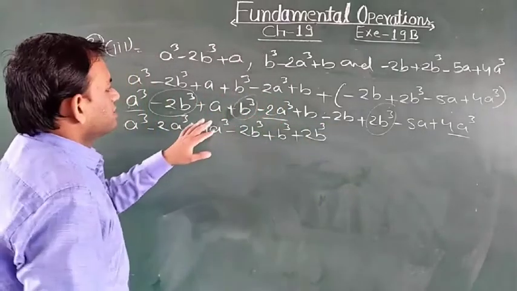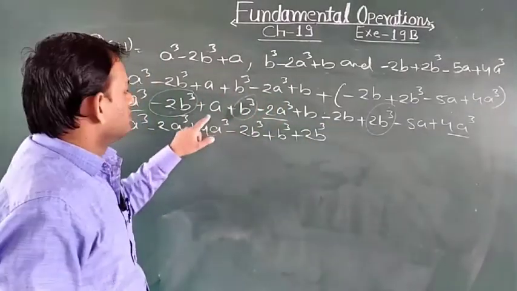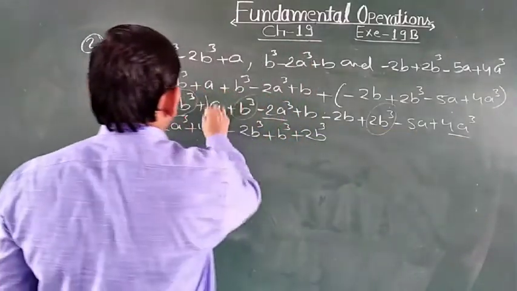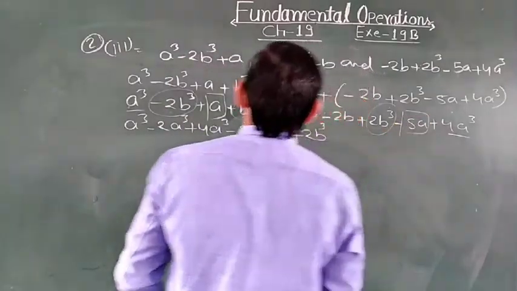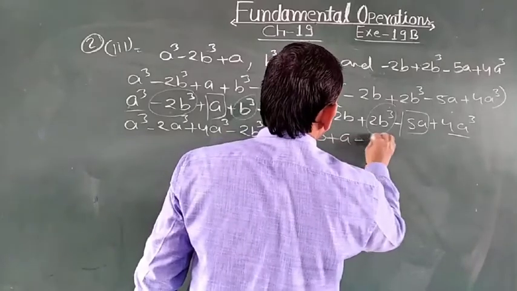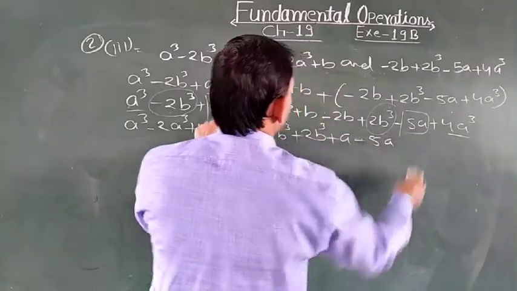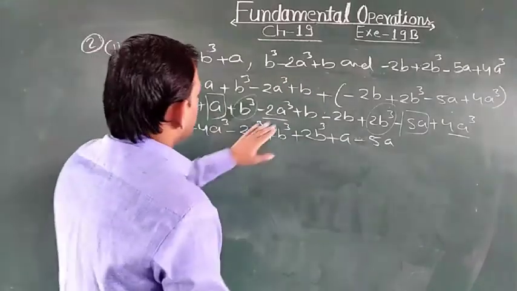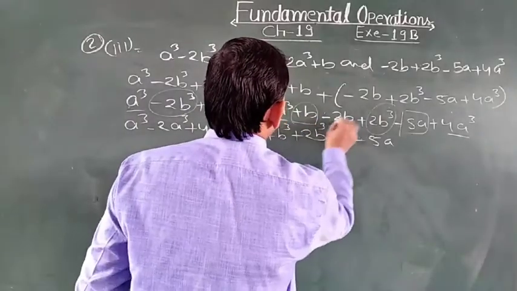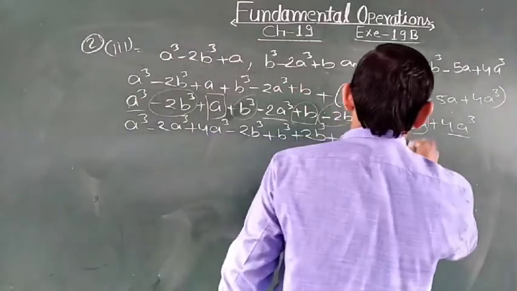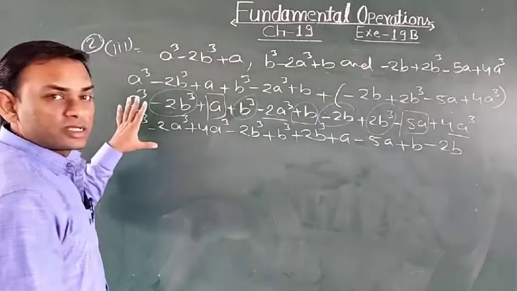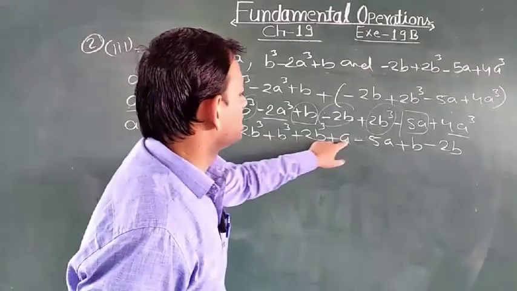After that we will write all those terms in which a is there. This term and this term we will write. So plus a and minus 5a. These two terms we have written. After that, what is left? We will write those terms in which b is there. So b is here and b is here. So we will write plus b and minus 2b. Okay, so you can count it here. All the terms are there, 1, 2, 3, 4, 5, 6, 7, 8, 9, 10.